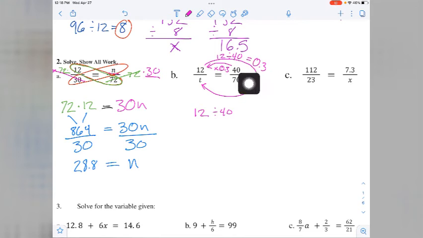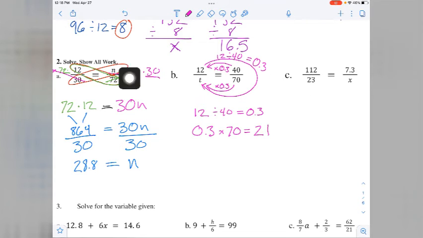So then I just use this information and I multiply the other quantity by that. So 12 divided by 40 is 0.3, and then 0.3 times 70 is going to give me my answer for this one. So I'm going to multiply this side times 0.3, and that will give me 21. So I know that T has to equal 21.